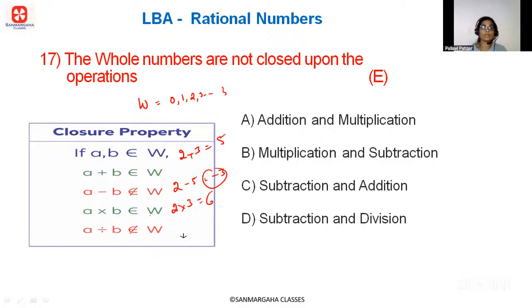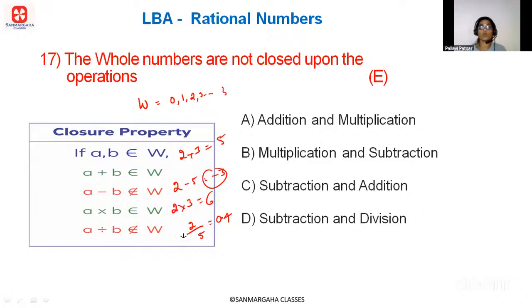Then we need to look at division. So here if you divide two whole numbers, the result might be a fraction or decimal. For example, take 2 by 5. So we'll get 0.4, which is not a whole number. Also division by 0 is undefined. So thus whole numbers are not closed under division.